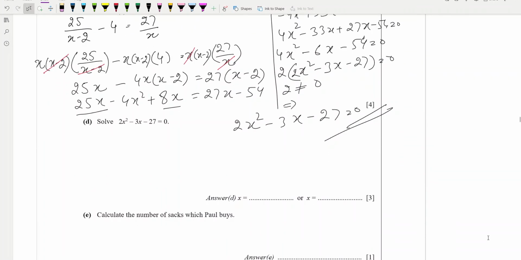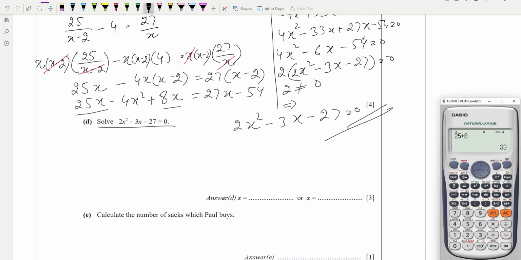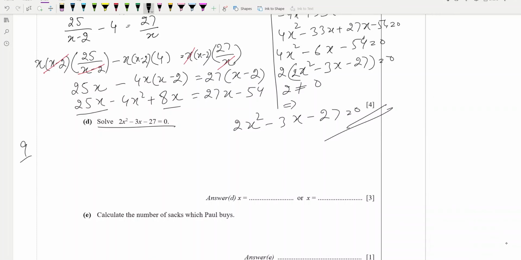Now they are saying solve this quadratic equation, and to solve this quadratic equation we can even use a calculator. Mode 5 3, and the coefficients are 2, minus 3, and minus 27, and this will give us 9 by 2 and minus 3. So 9 by 2 and minus 3, we will be changing the sign and utilizing these numbers.